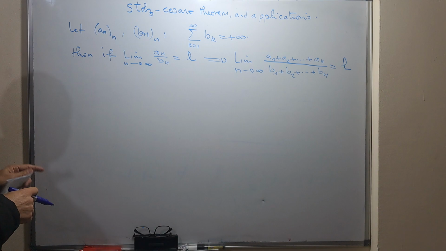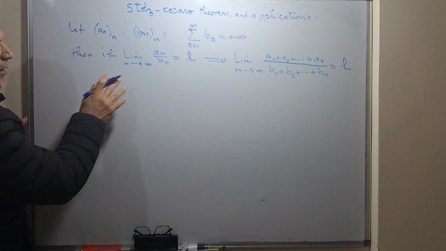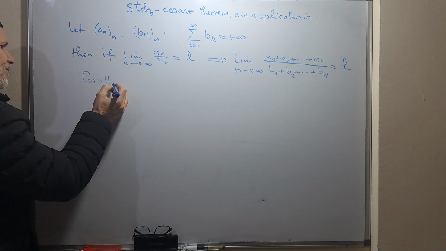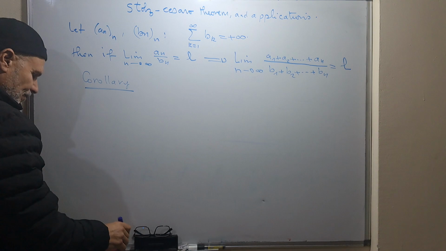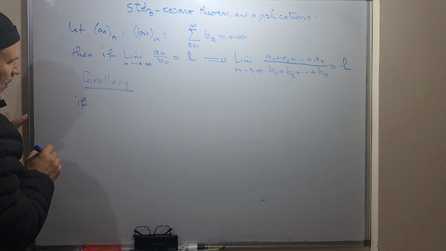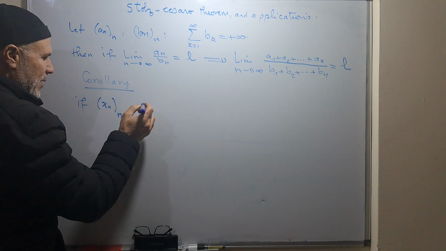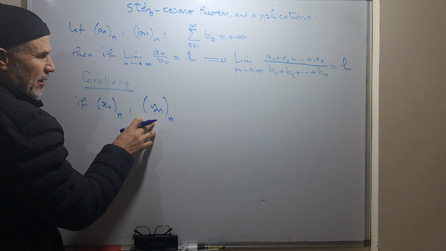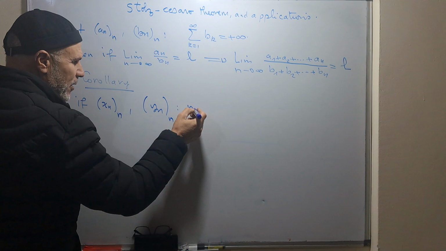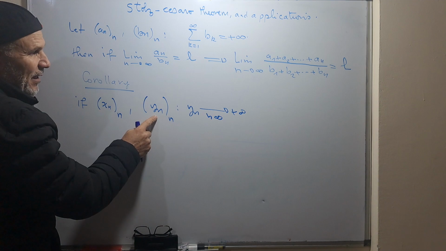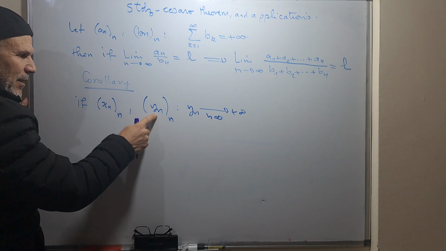As an immediate corollary, we can prove it. It's not hard. As a first corollary, if we have a sequence xn, a real number sequence, and un, a real sequence which is strictly monotonic, and un goes to plus infinity when n goes to plus infinity, so this is strictly monotonic, but here it is positive and here it is strictly monotonic.